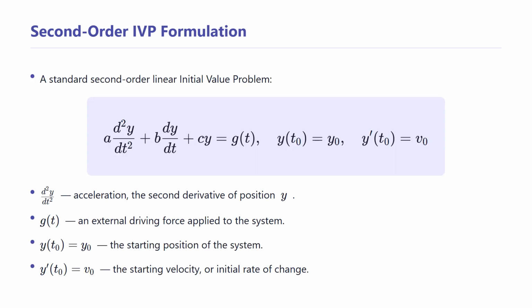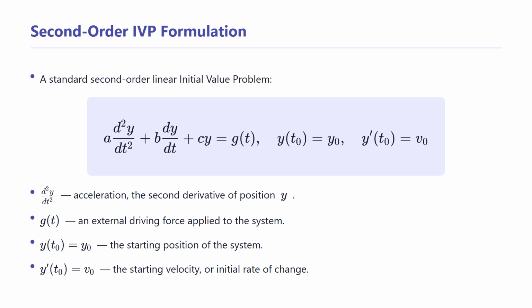Let us look at the mathematical formula for this situation. This equation represents a standard second-order linear initial value problem, incredibly common in studying harmonic oscillators or electrical circuits. Conceptually, it balances the internal forces of the system against an external driving force. The term with the second derivative represents acceleration. The function g of t is the external driving force. If the driving force increases, the system's response will amplify.